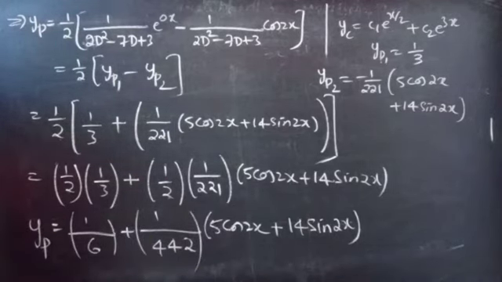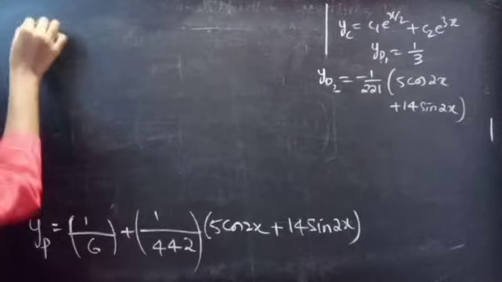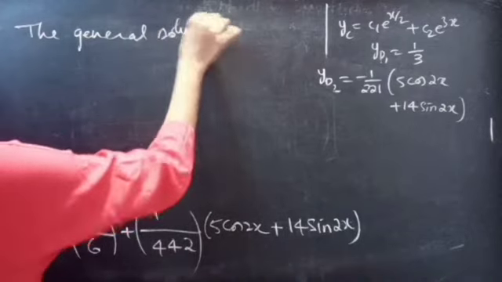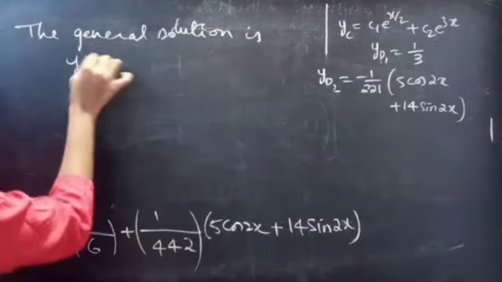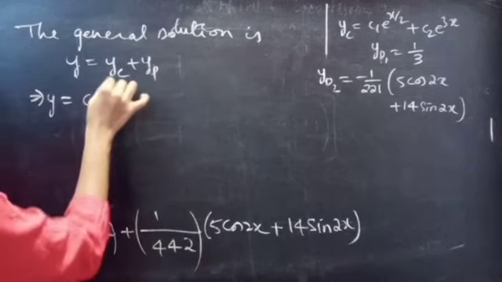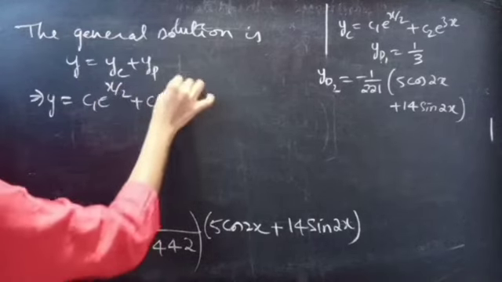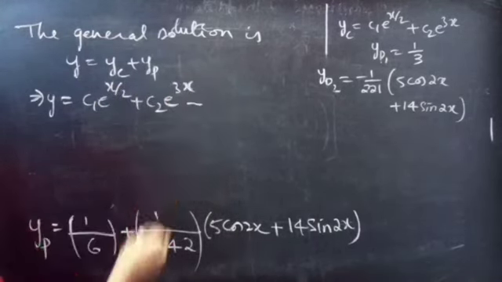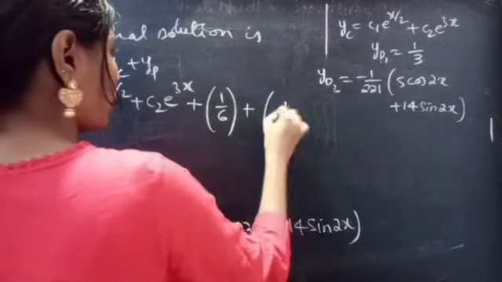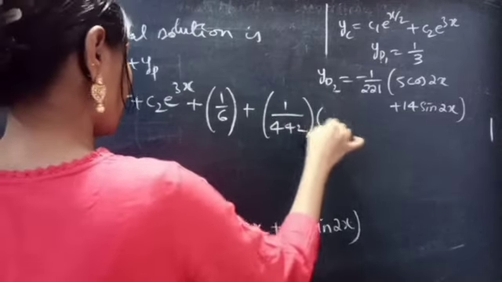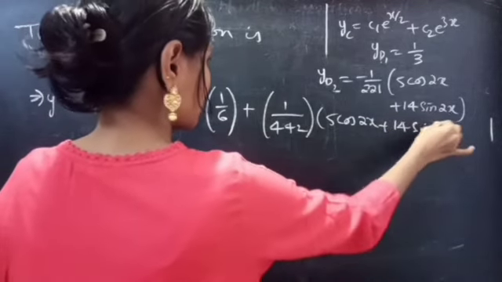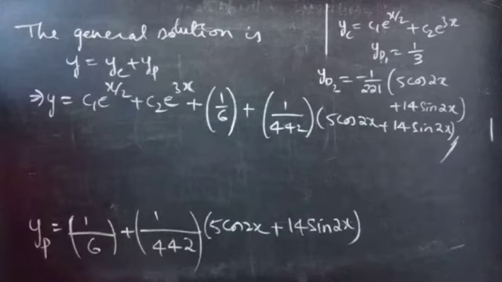Now we can write the general solution. The general solution is given by y equals yc plus yp. We have yc = c1 e power x by 2 plus c2 e power 3x, plus yp = 1 by 6 plus 1 by 442 into (5 cos 2x + 14 sin 2x). This completes the problem.